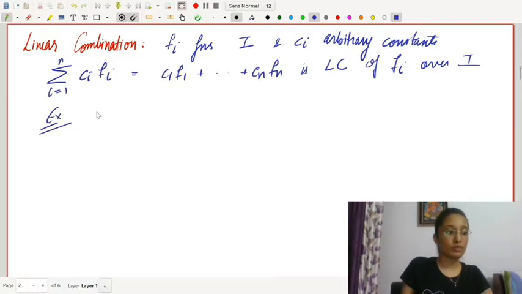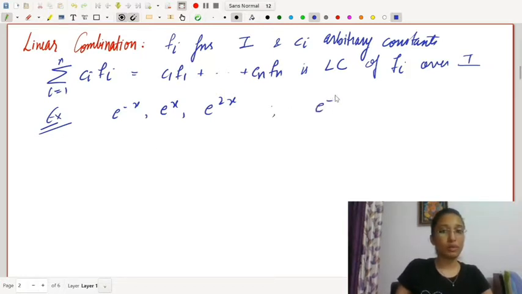Example: if we take the functions e raised to power minus x, e raised to power x and e raised to power 2x, such that their arbitrary constants are 1, 2 and minus 4, then the linear combination would be e raised to minus x plus 2 e raised to power x minus 4 e raised to power 2x.